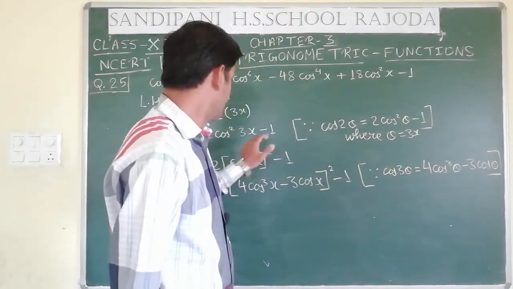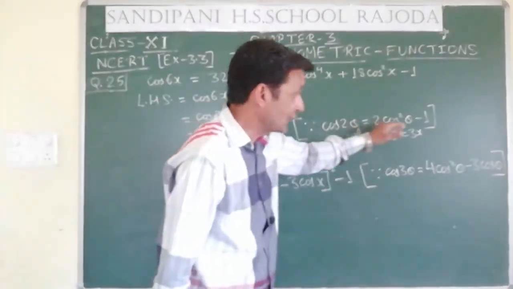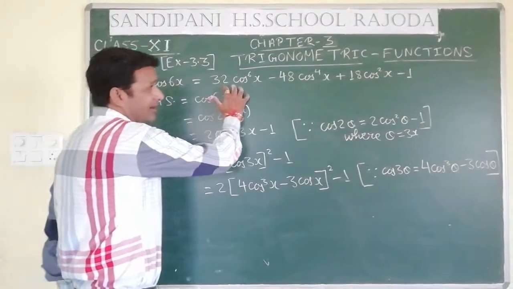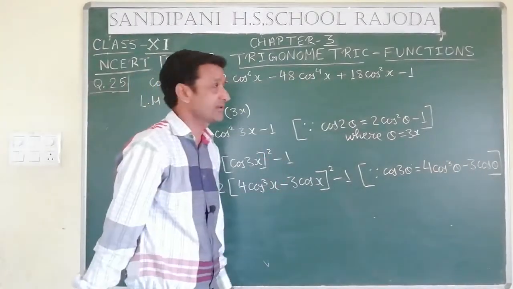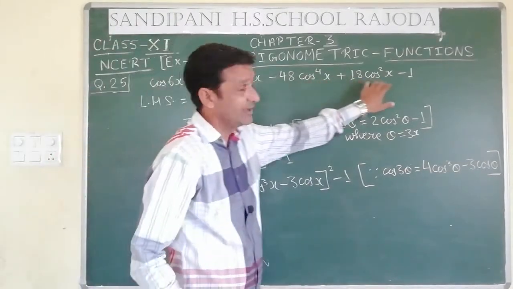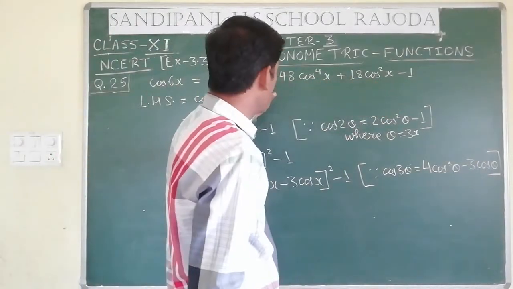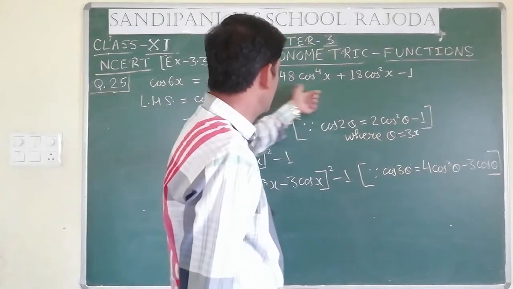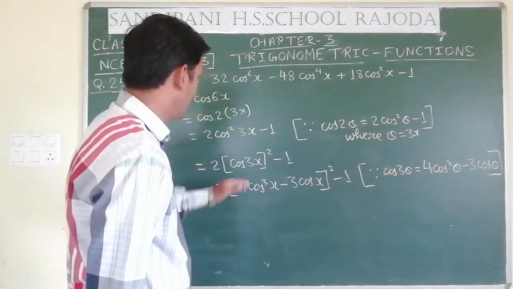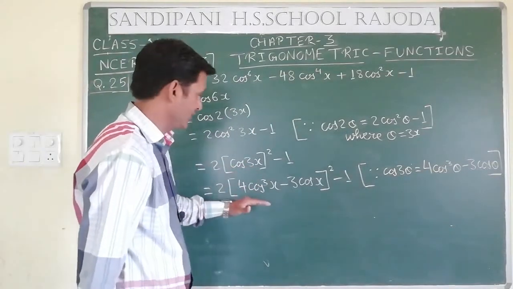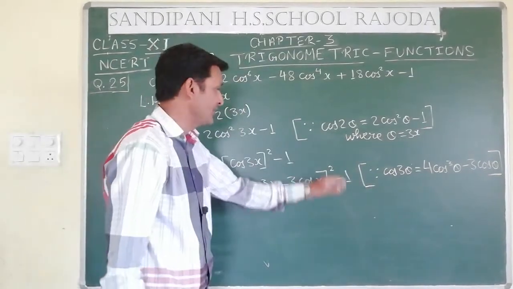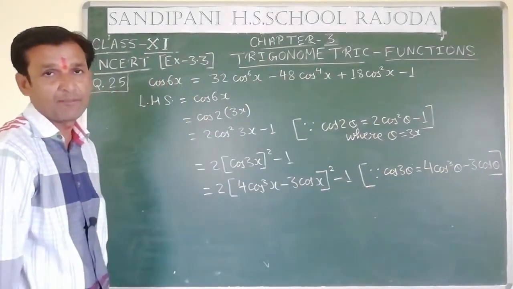So here we have applied cos 2 theta is equal to 2 cos square theta minus 1 because our RHS part clearly mentions that each term is in the form of the trigonometric ratio cos x. That's why we are applying cos 2 theta is equal to 2 cos square theta minus 1. And here of course it is cos 3x, so we have to apply 4 cos cube x minus 3 cos x directly. Now a minus b whole square is equal to a square minus 2ab plus b square.